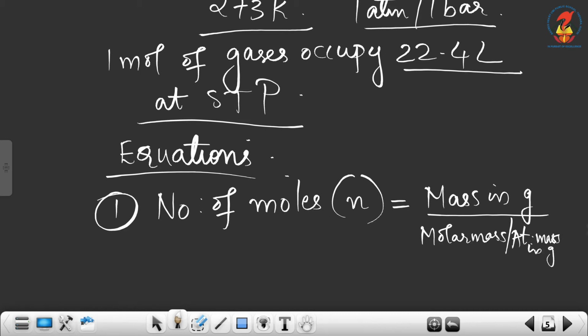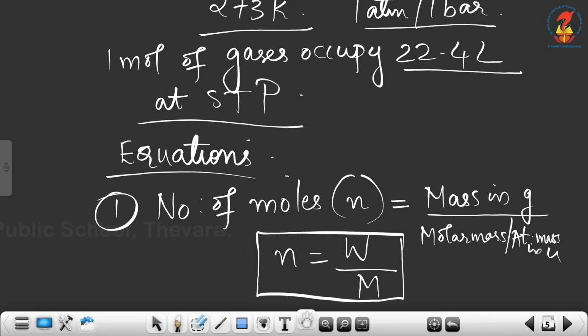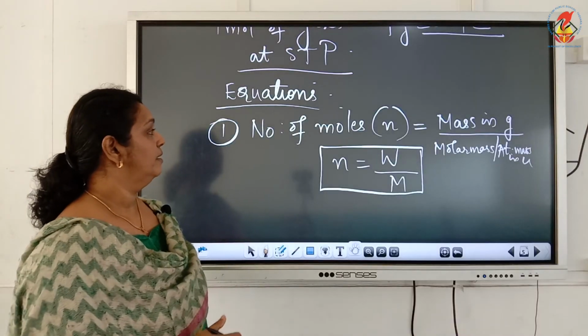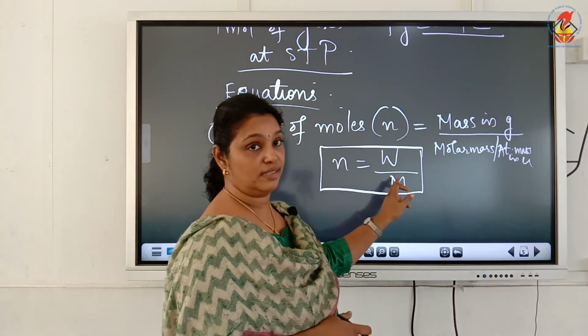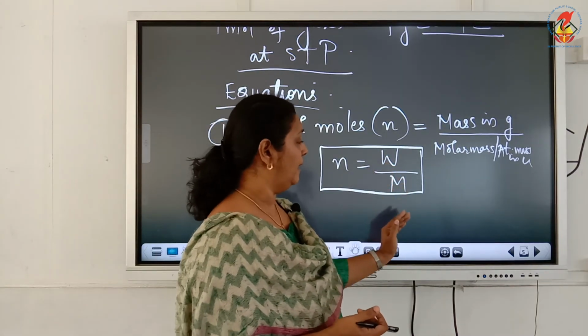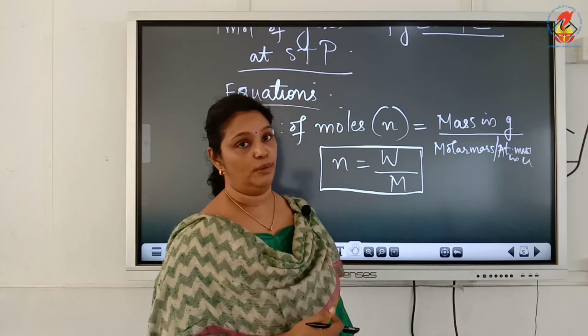Sorry, molar mass or atomic mass in U. Atomic mass is in U. Or we can say small n is equal to mass in gram, denoted by W, divided by molar mass or atomic mass, denoted by capital M. So, this is the expression to find the number of moles. Small n represents the number of moles, capital W is the given mass in gram, and capital M can be the molar mass or the atomic mass.